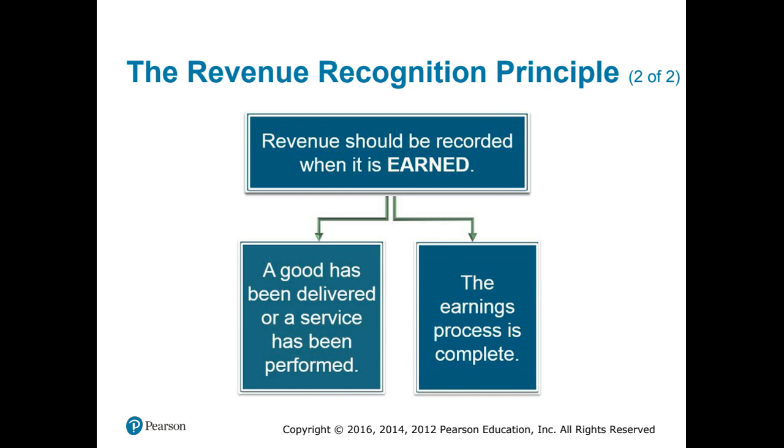So this is just a picture of the revenue recognition principle. Same thing. So we're saying revenue should be recorded when it is earned. And to determine that, a good has been delivered or a service has been performed. So in this example, we delivered the shirt, or if it's a service, we provided the services that they requested of us. So if they requested us to cut their grass, we cut their grass, so we have earned this revenue. So we will record it because we performed that service. And then the earnings process is complete.